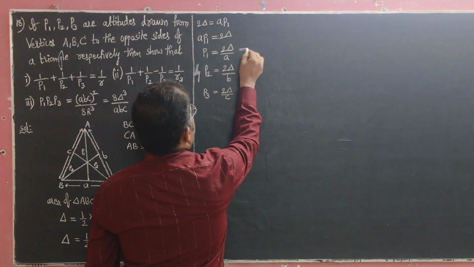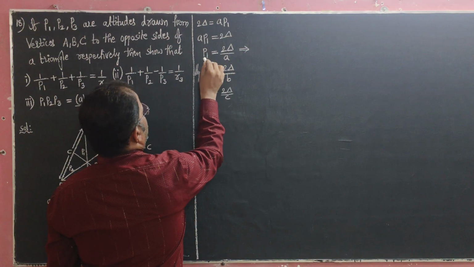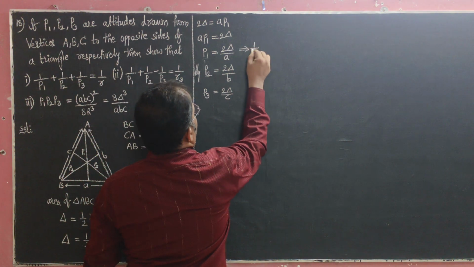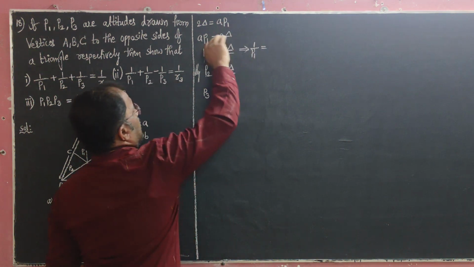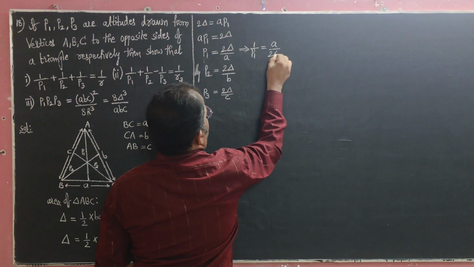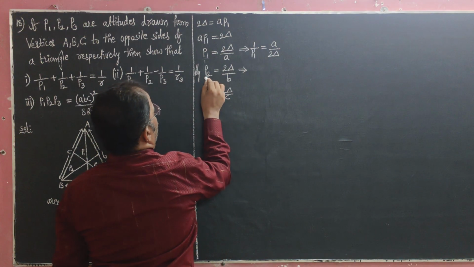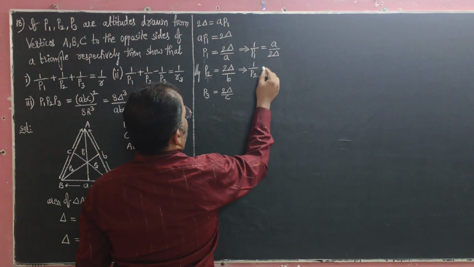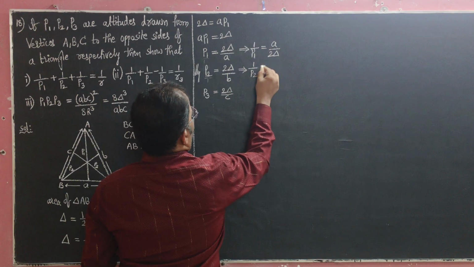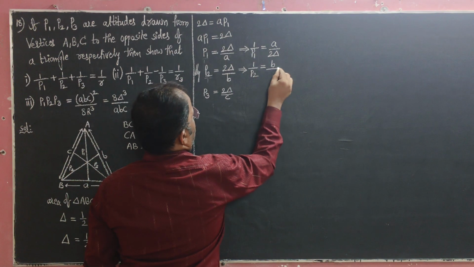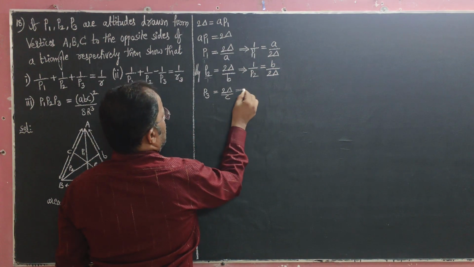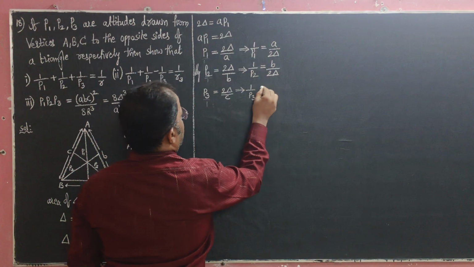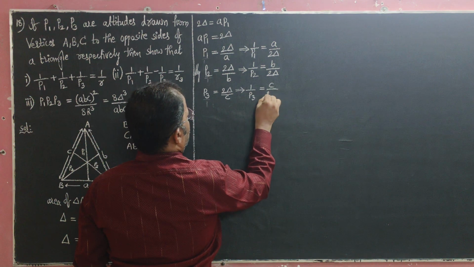From this, similarly, there is no denominator, so P1 by 1; taking the reciprocal, 1 by P1. On the right-hand side also reverse, so a by 2 delta. Clear? Same thing: P2 by 1, reverse, 1 by P2 equals b by 2 delta. And for P3, 1 by P3, right side also reciprocal, c by 2 delta.